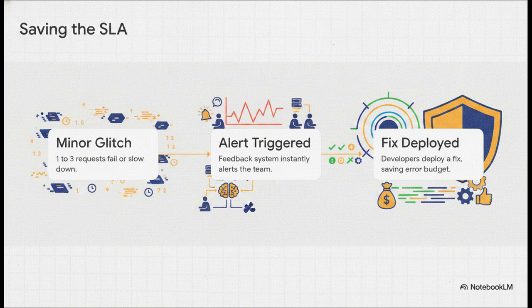Think about the life cycle of a potential disaster here. In step 1, a minor issue crops up, and maybe 1 to 3 initial requests fail or slow down past that 30-millisecond mark. In step 2, because you have a robust observability platform, your continuous feedback system instantly alerts the team that a negative trend is starting to form. Finally, in step 3, developers use their logs and traces to find the root cause and deploy a fix before the failure ever hits that critical 5-request threshold. You save the error budget, you keep the SLA completely intact, and your customer stays happy.